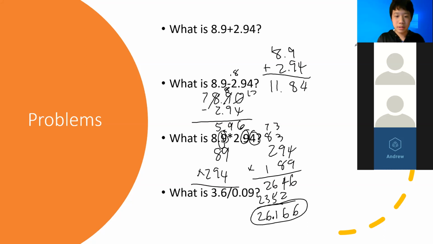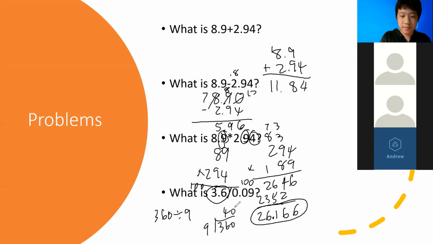Okay? So now we have the division problem. I don't like to look at these as decimals, so I can turn them into integers. If I multiply both sides by 100, it will turn them into 360 and 9. This will just be some simple division. Okay? Any questions?